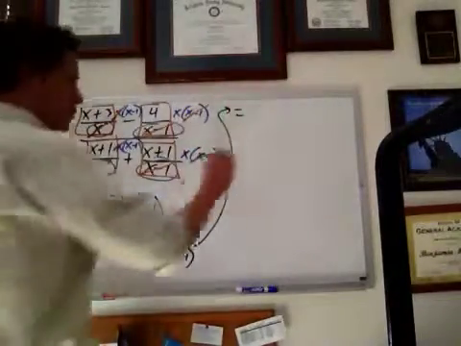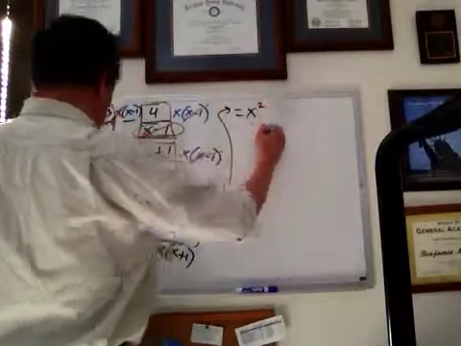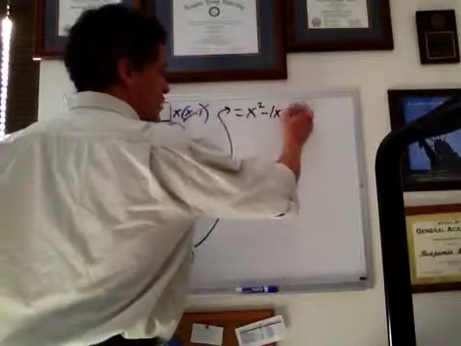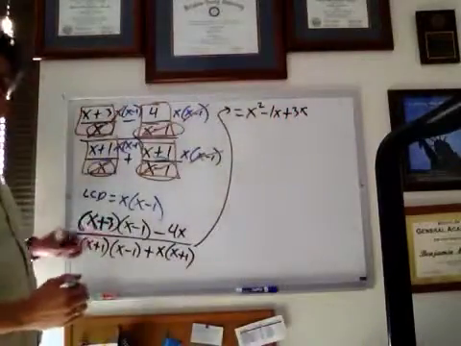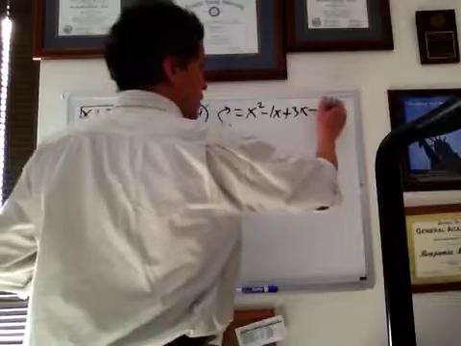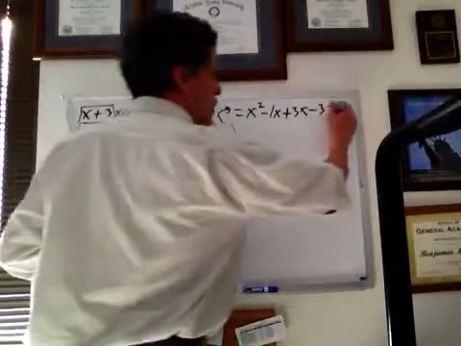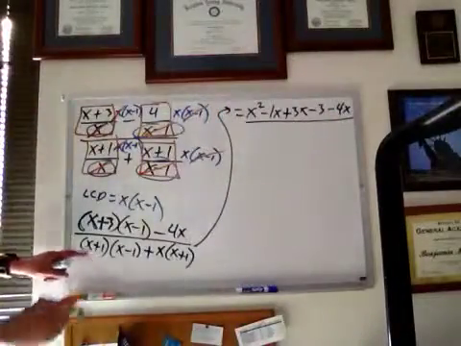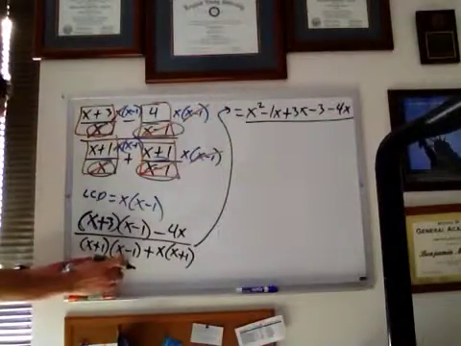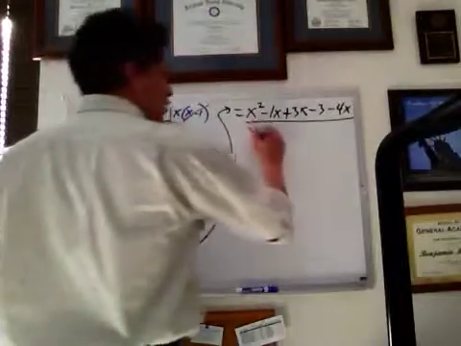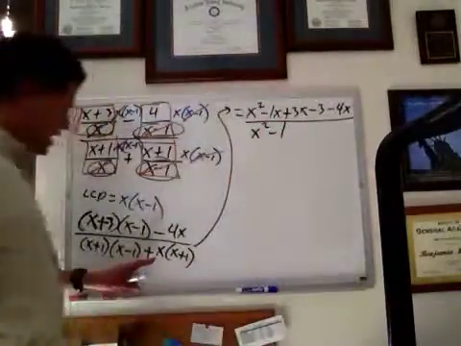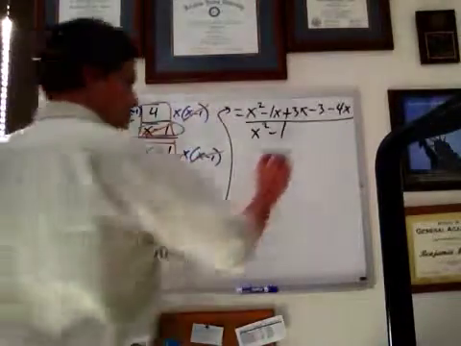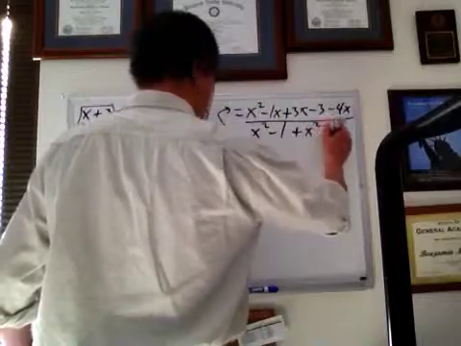So let's multiply this out. I'll have x squared minus x, or minus a 1x, plus a 3x minus 3, and then minus the 4x. That's my numerator. In the denominator, as you can see, I've got the difference of squares happening here again. So that'll be x squared minus 1. And then I'll distribute the x times the x plus 1 here. So plus x squared plus 1x.